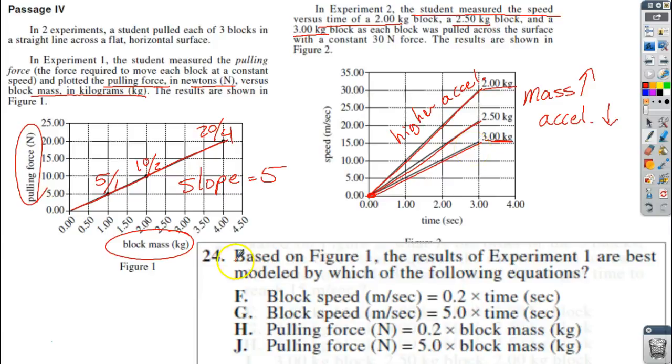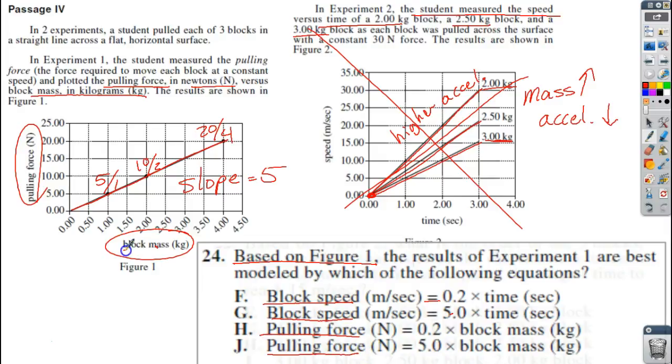Now let's look at our question. Based on figure 1, we can eliminate this figure for this question. Based on figure 1, the results of experiment 1 are best modeled by which of the following equations? It says block speed equals 0.2 times the time, or block speed equals 5 times the time, or is it force? So are we looking at speed or are we looking at force?